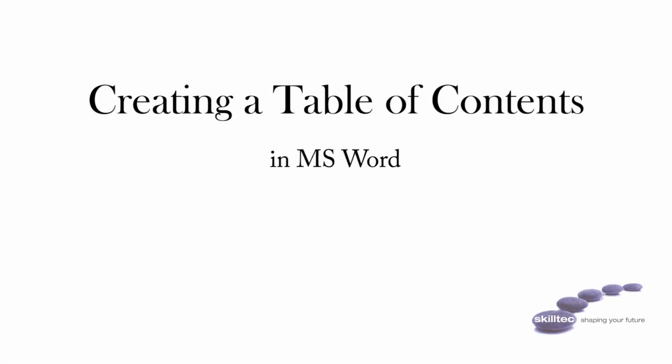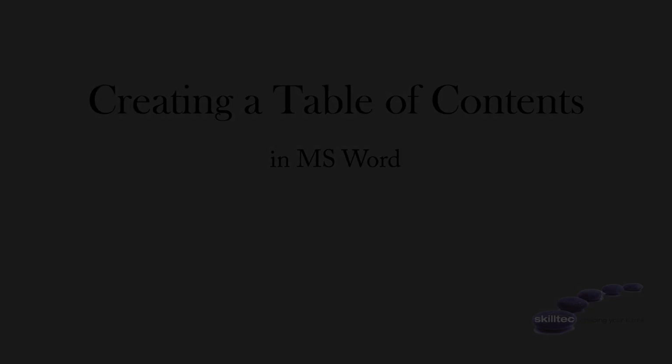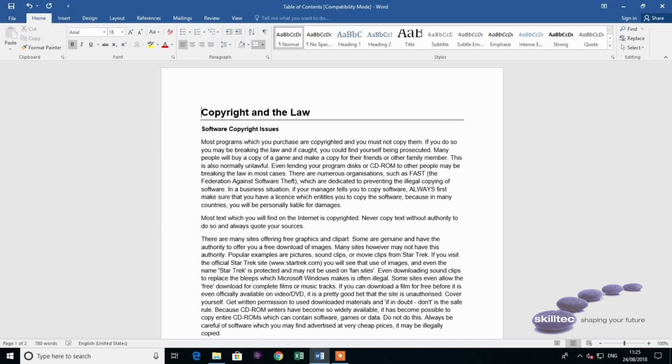So we're going to have a look at how to create a table of contents within your Word document. A table of contents, as you probably know, is a list of headings in the order in which they appear in the document. In Word, you create a table of contents by applying the inbuilt heading styles to the text you want to include in the table of contents. Word then searches for these headings and inserts the table of contents into your document.